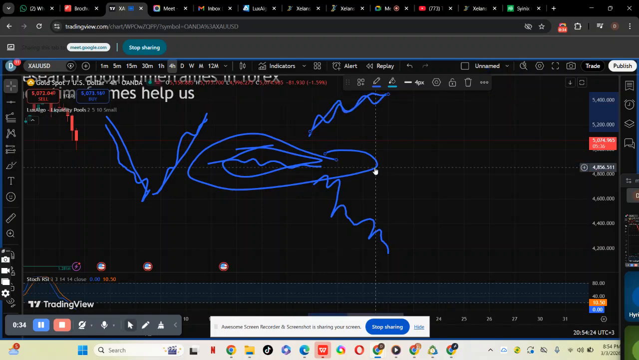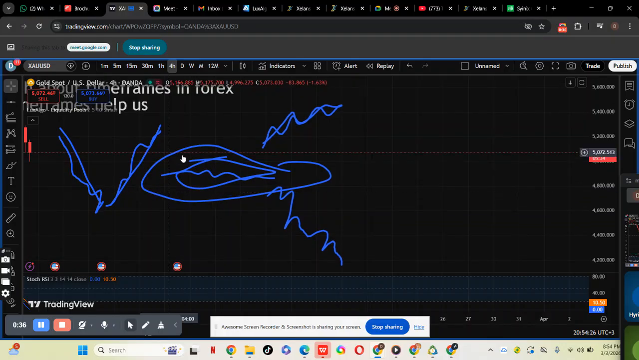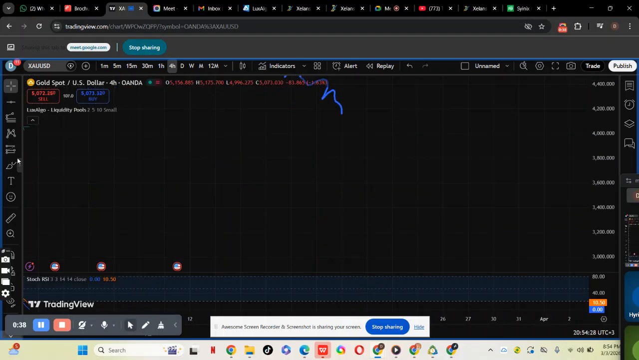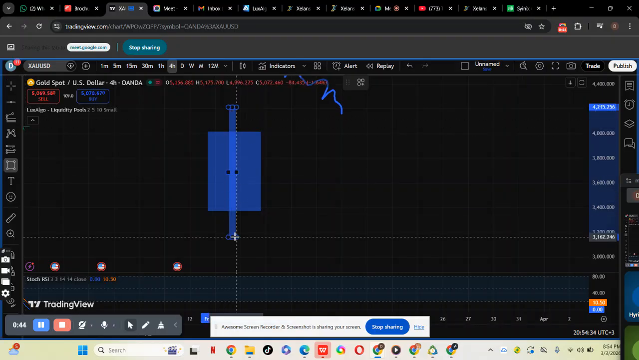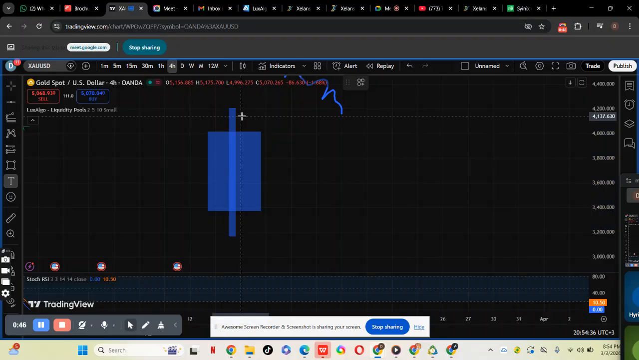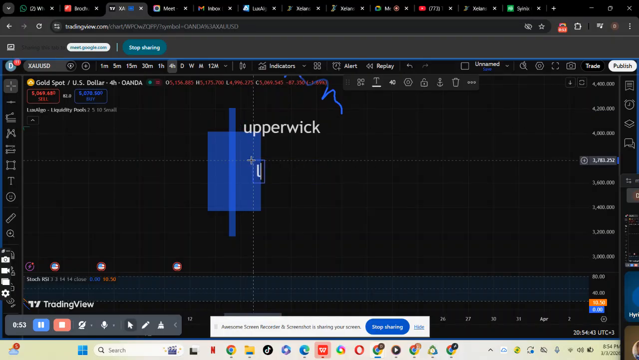So how do we identify the consolidations? How do we mark a consolidating area? Remember, just a reminder, these are the three major parts of a candlestick. We have the upper wick, the lower wick, the body.